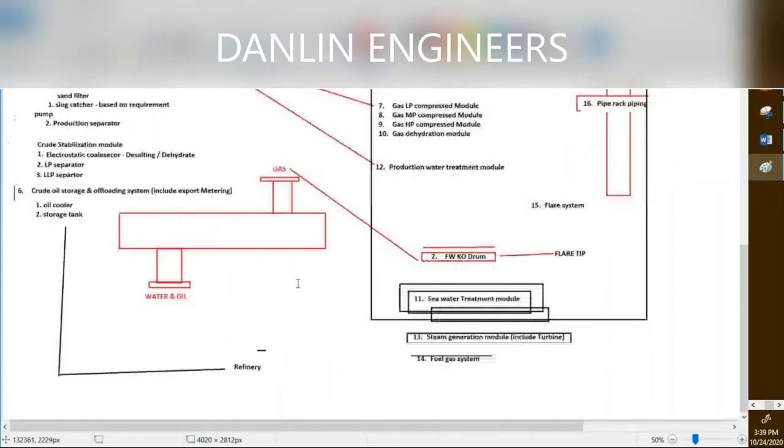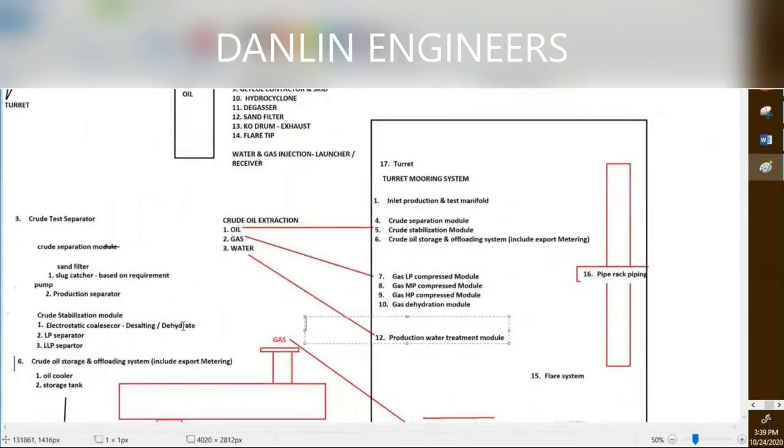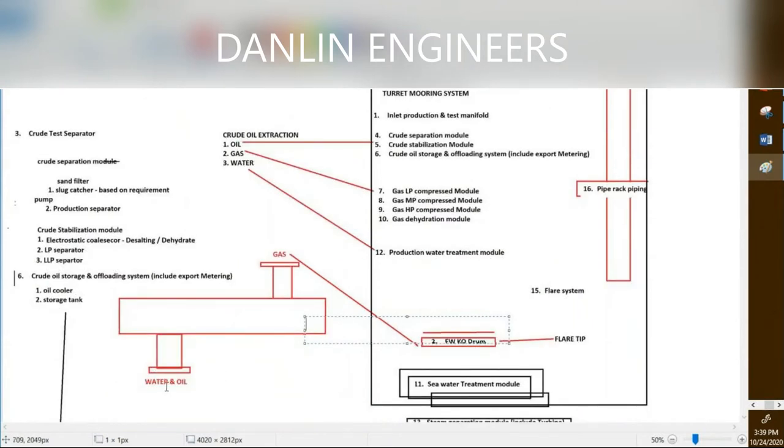That CSC arrangement, now we are going to see. From the slug catcher or from the production separator, two things will be coming: the water and the oil. The oil outlet will be going to the stabilization module. There the electrostatic coalescer, LP separator, and LLP separator will be there, then the oil cooler will be there. This is considered as a production separator, or something like that we can tell. From this, these things will be going.